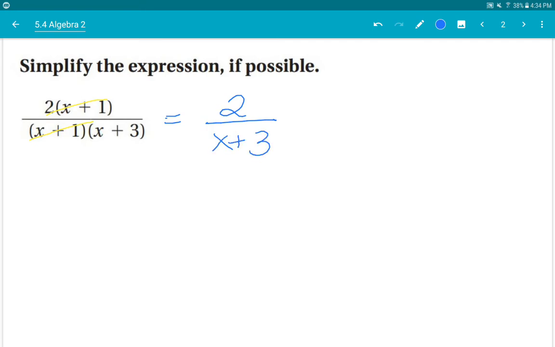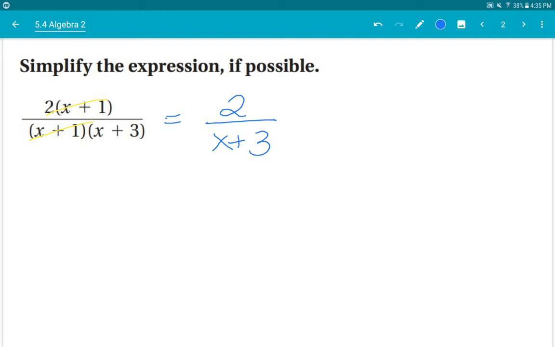The idea is we want all of our expressions to be in factored form when we start working with them, and then we need to identify what factors they share in common so we can simplify them. In this one, x plus 1 is the factor in common in both the numerator and denominator, so we are allowed to cancel that out. That just leaves us with 2 over x plus 3, and that's it.